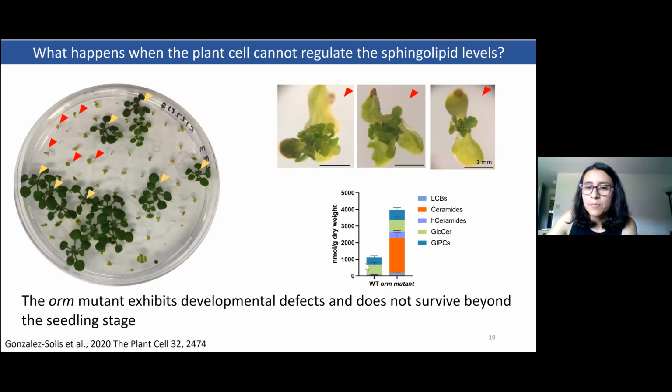This is for wild type, but for these small seedlings, you can see how they accumulate up to 90-fold the amount of ceramides. So interestingly, most of the other sphingolipids can remain the same, but ceramides are causing this huge phenotype when the plant starts to build up a lot of sphingolipids.